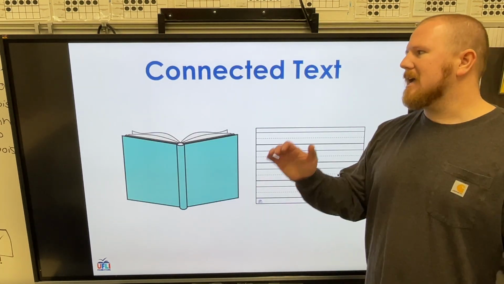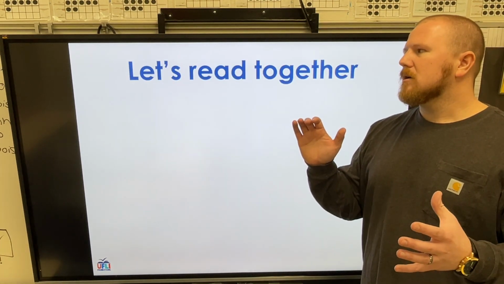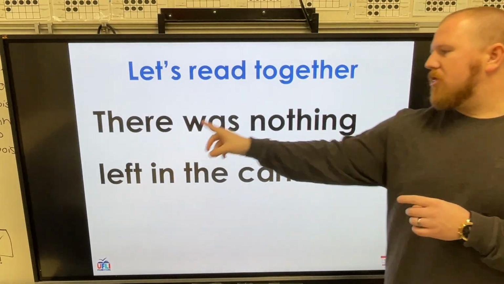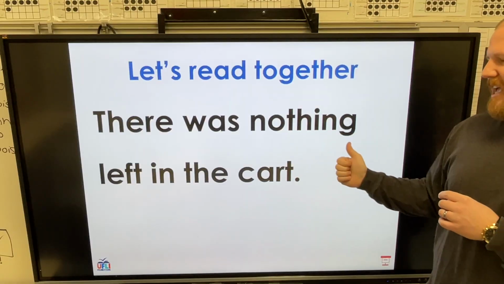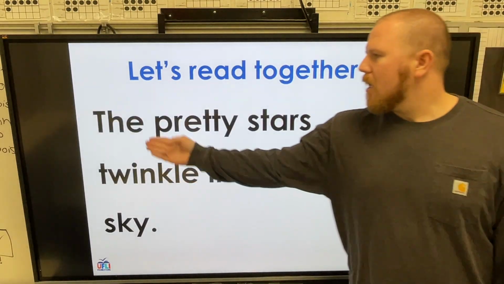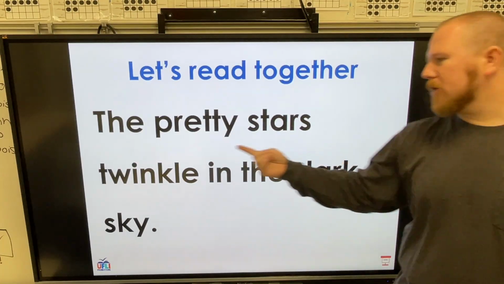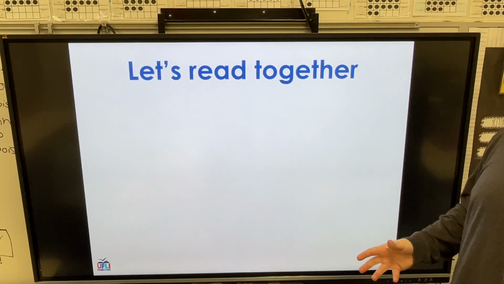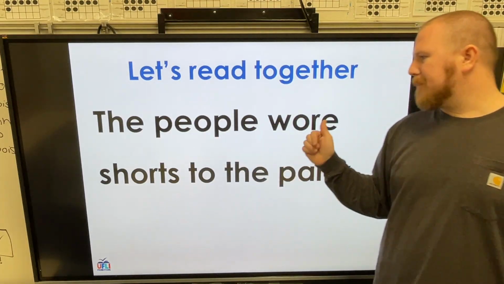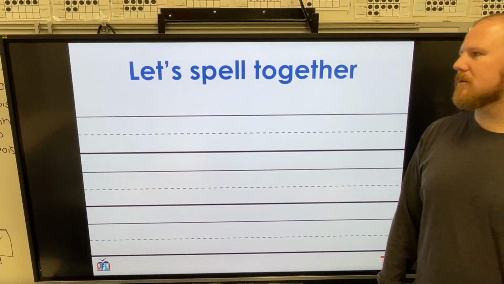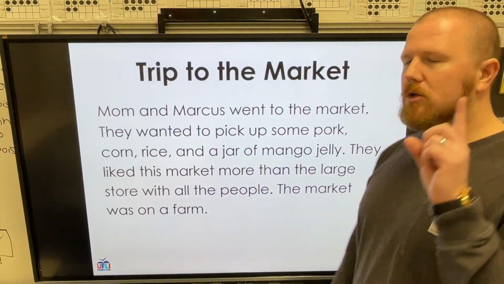So I need my boys, read with me. There was nothing left in the cart. Girls. The pretty stars twinkle in the dark sky. Everyone. The people wore shorts to the party. Awesome. Now we're going to read our decodable text.